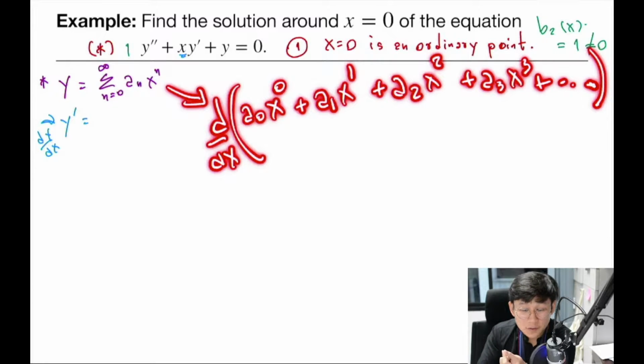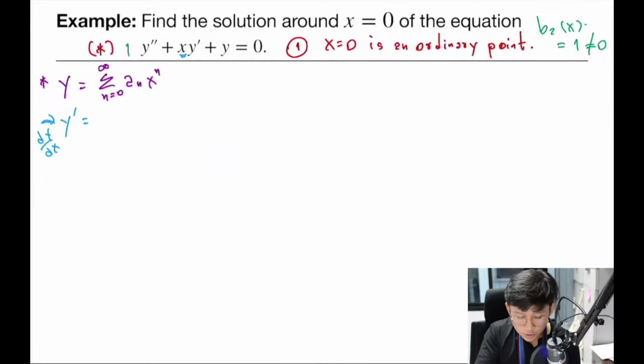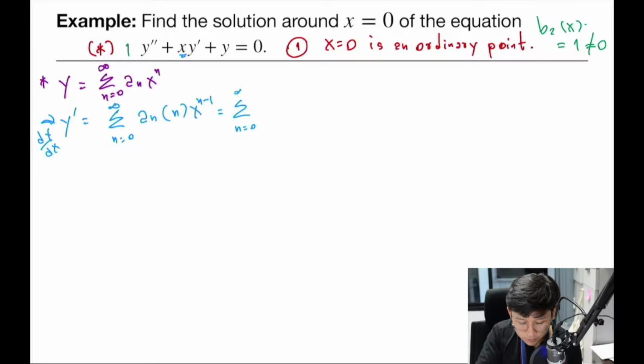Because the derivative of a plus b is the derivative of a plus the derivative of b, you can differentiate it term by term. So you know that y prime would be the summation from n equals 0 to infinity. a_n is just a constant, right? No x in there. And then we get x to the n, so in that case we get n x to the n minus 1. So I can write it again as the summation from n equals 0 to infinity of n a_n x to the n minus 1.